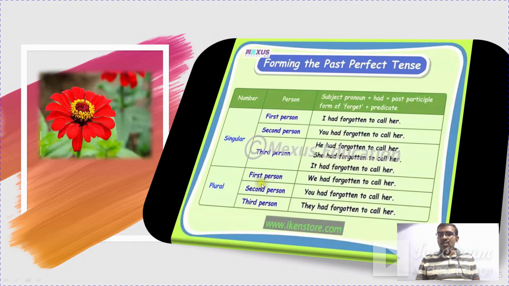Likewise, the plural form: first person, second person, third person. First person is we. We had forgotten to call her. You had forgotten to complete the homework. They had forgotten to complete the homework. Likewise, we can list a lot of examples in the case of past perfect tense: completed actions in the past. In all the subjects, no need to worry about the subject here, because in all cases the had form of the auxiliary verb will be used.